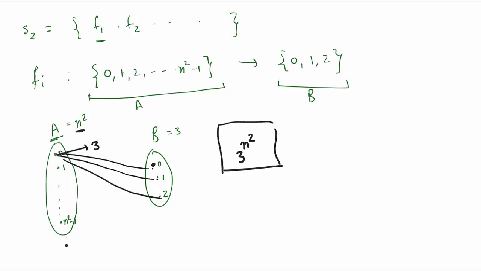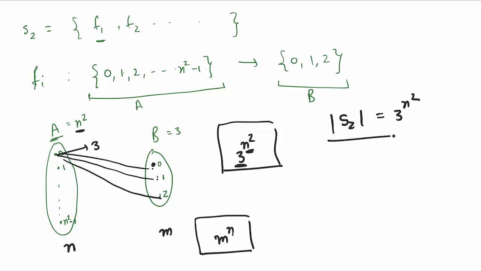In general, if A has n elements and B has m elements, then a total of m power n such functions are possible, right? So here we have 3 power n square functions, because 3 is the cardinality of B and n square is the cardinality of A. That is why the cardinality of S2 is 3 power n square. So these many functions F1, F2, and so on are possible in S2.